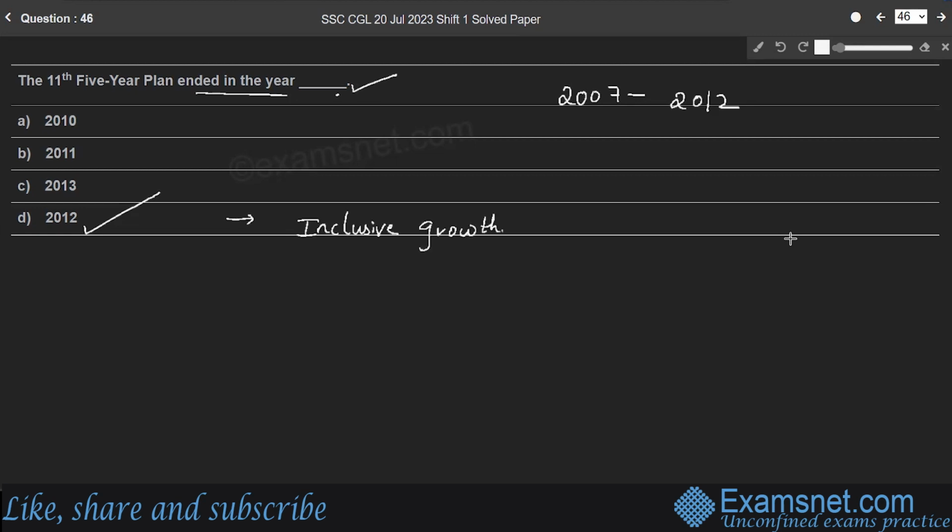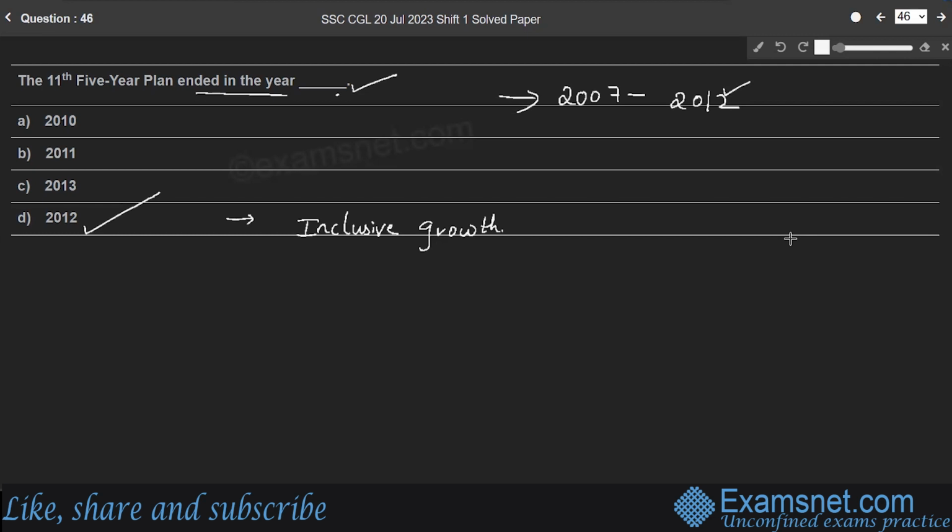Before that, India had emerged as one of the fastest growing economies by the end of the 10th plan. The savings and investment rates had increased. The industrial sector had responded well to face competition in the global economy, and foreign investors were keen to invest in India. Therefore, the 11th 5-year plan started in the year 2007, right? And ended in the year 2012.